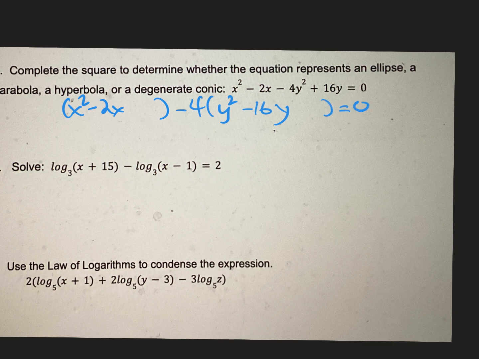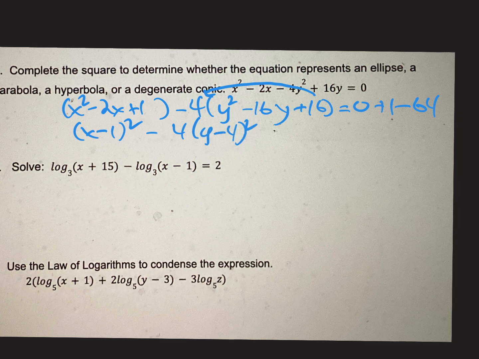So let's complete the square. Half of 2 is 1, squared, that's gonna be 1. Half of 16 is 4, squared, that's plus 16, but this really is crazy. It's really 16 times -4, which is -64. So I'm gonna put a -64 right there. So here I have x minus 1 squared. I got -4 and y minus 4 squared. And over here I have a minus 63, which is kind of crazy.